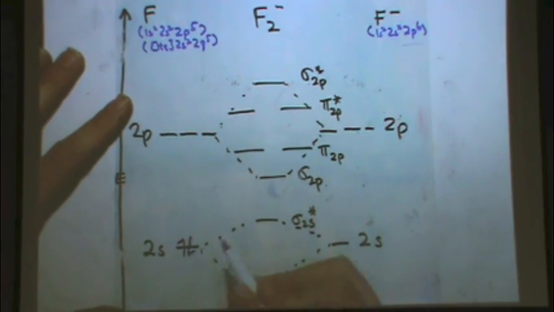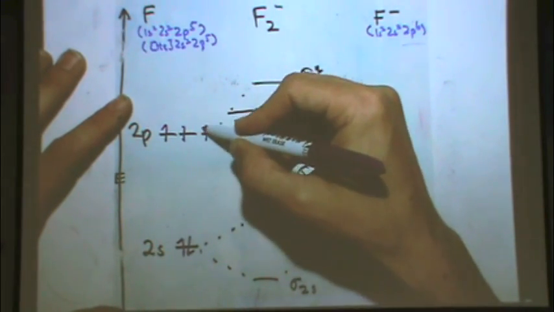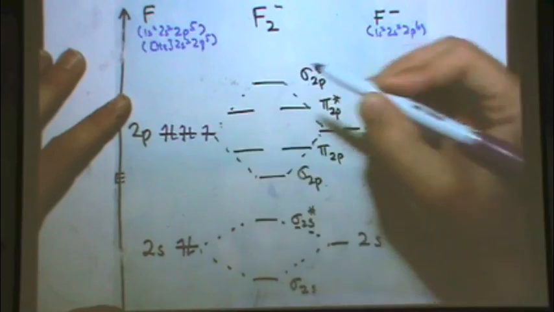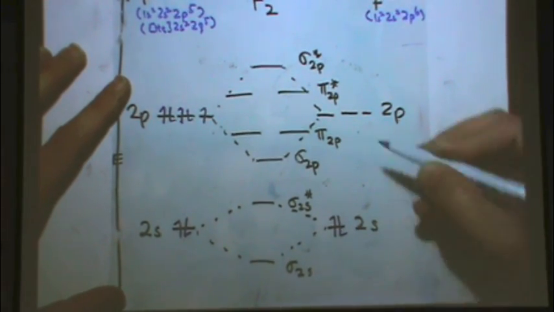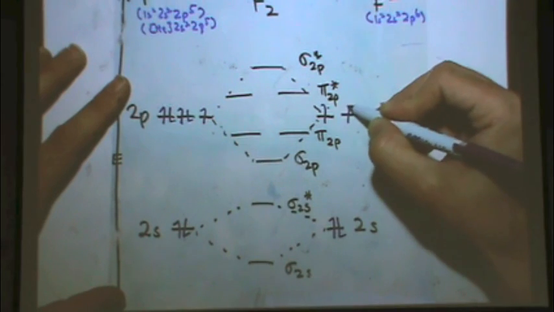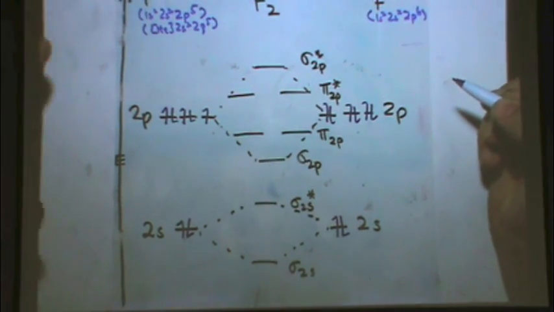Totally 2s2, and on the left it's 2p5. 1, 2, 3, 4, 5. 2s2 on the right-hand side, but 2p6. 1, 2, 3, 4, 5, 6.